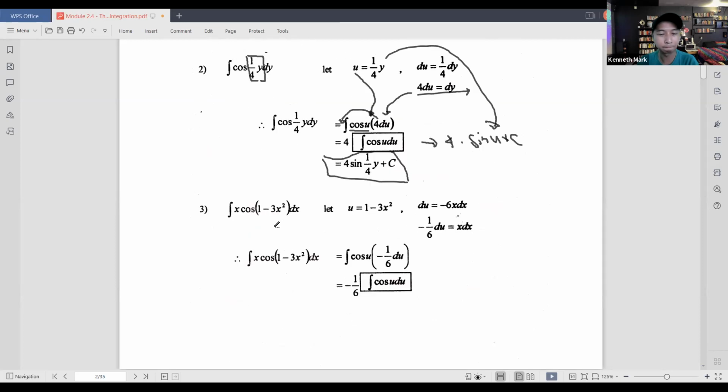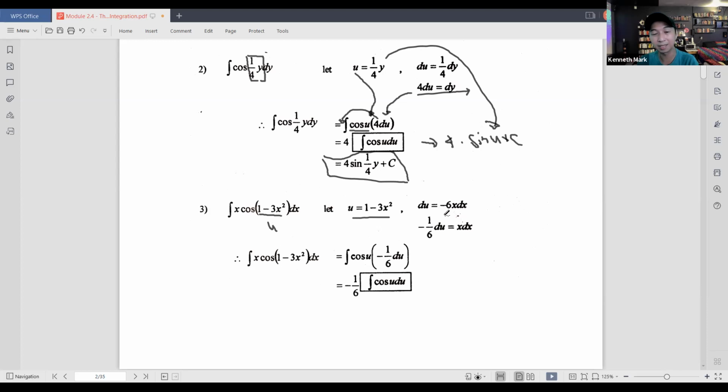How about this one? So, the same process. So, we have the integral of cosine of 1 minus 3x squared. So, I think this is our u. This will be our u here. And then, you will have cosine u x dx na. Diba? So, i-derive natin yung u natin, that is du, that is equal to negative 6x dx. So, wala namang question dito, no?